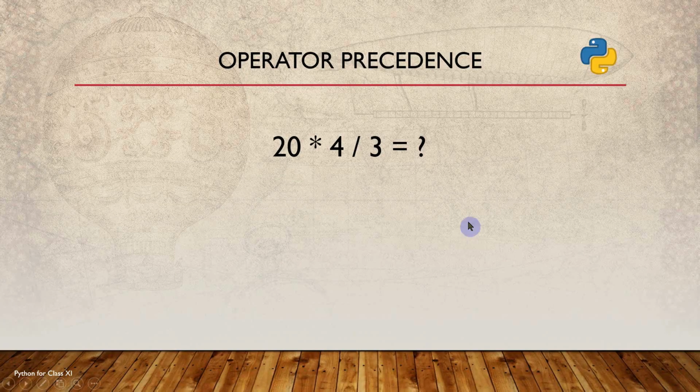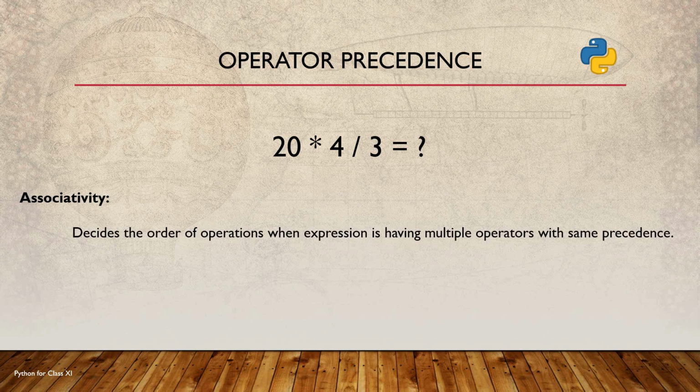Consider the third example here. Here we have 20 multiplied by 4 divided by 3. We need to find out the result of this expression. If you observe, the multiplication and division operators have the same precedence. Then which operator will be evaluated first? That is the question. To answer this question, Python has a rule called associativity. Whenever an expression has multiple operators with the same precedence, the associativity rule comes into the picture. Associativity decides the order of operations when an expression has multiple operators with the same precedence.